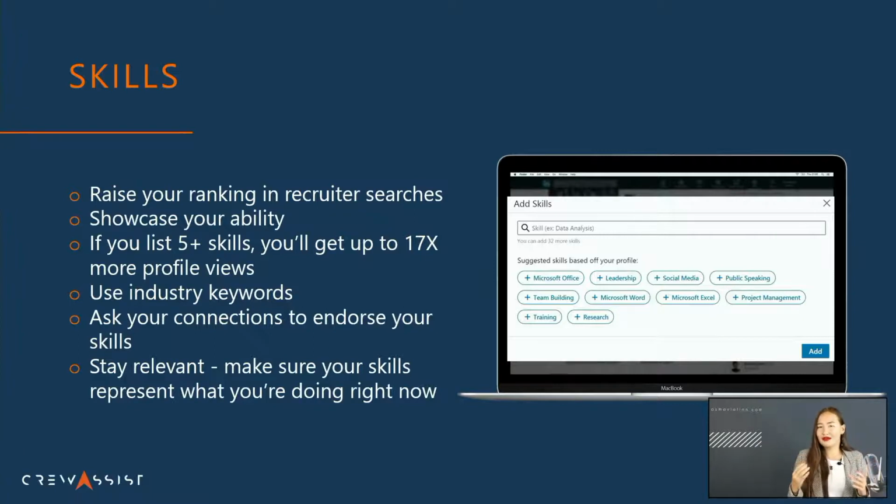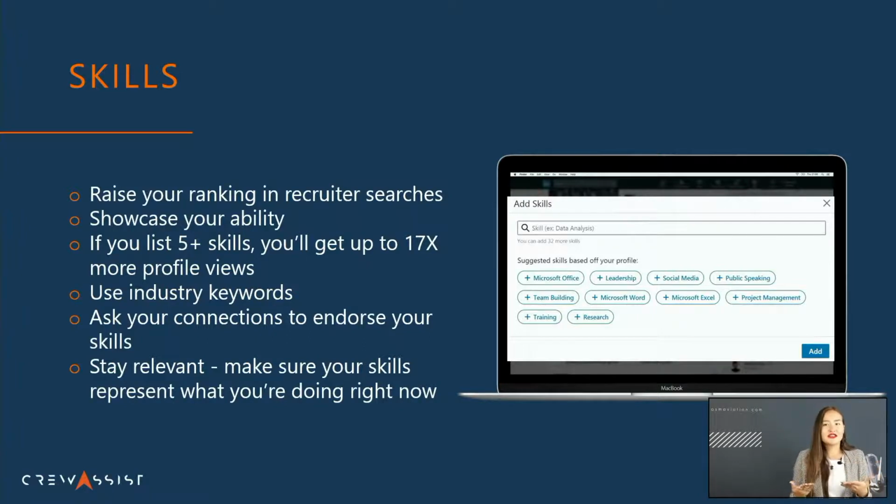You know better what is important in your industry. Just use these keywords, but of course you should have them. You should have the skills, right? So there is no point in lying, because at some point you're going to be talking, you're going to have an interview, and if you don't have a skill, so what's the point of that?